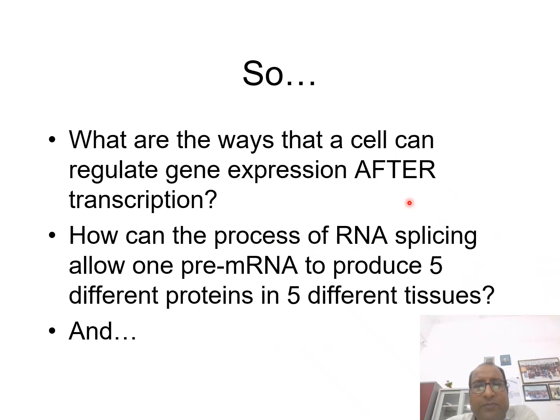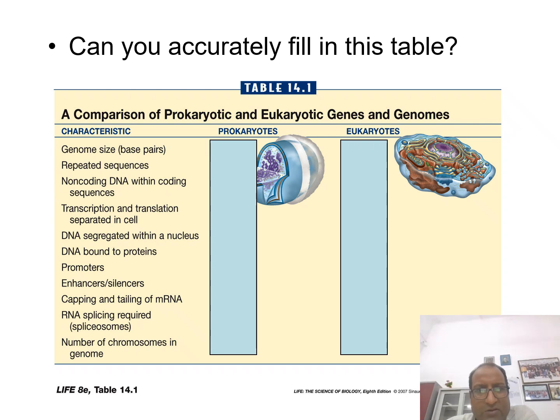So, what are the ways that the cell can regulate gene expression after transcription? How can the process of RNA splicing go on, with one pre-mRNA producing 5 different proteins in 5 different tissues? We will see now. So can you actually fill this table?